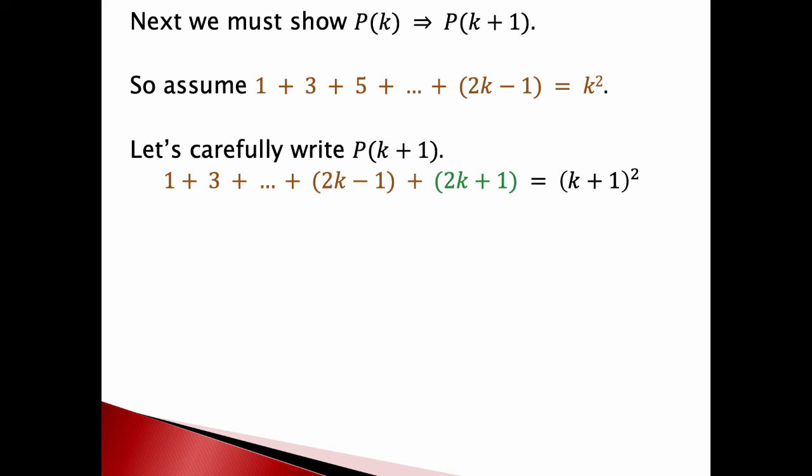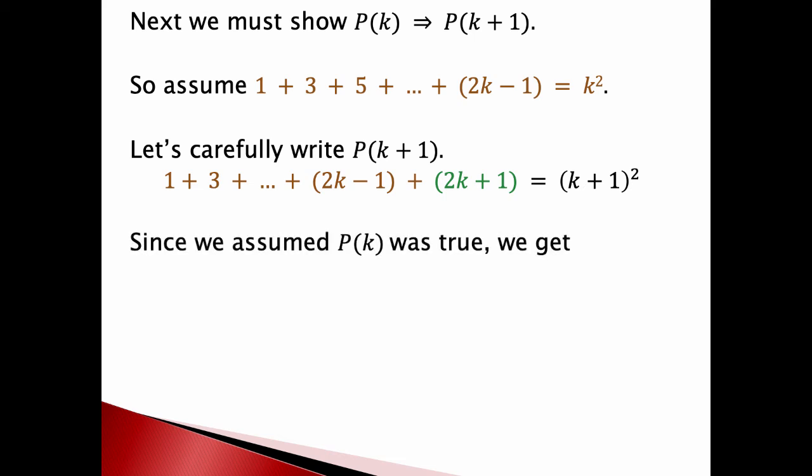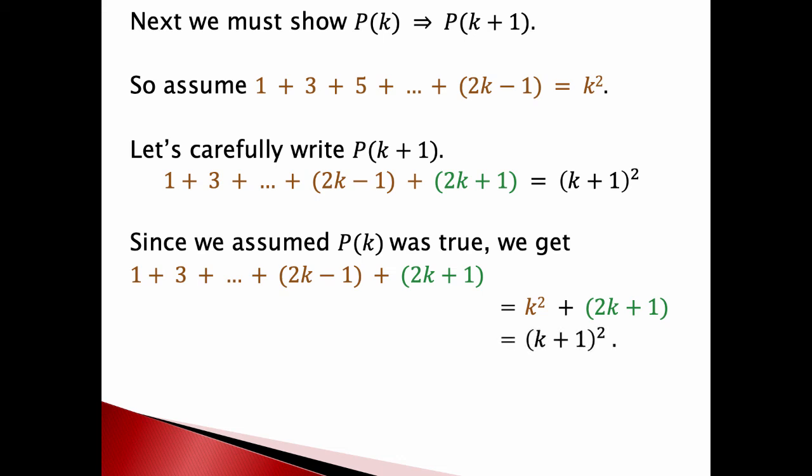and that should turn out to be k plus 1 squared instead of just k squared. But this is really easy now because since we assumed that P of k was true, I'm assuming that all those brown numbers in the sum add up to k squared. So I just replace all those first k odd numbers being added there with k squared. And now look, k squared plus 2k plus 1, oh wow, that factors into k plus 1 squared, which is exactly what we were trying to show. So sure enough, when you add up the first n odd numbers, you get n squared.